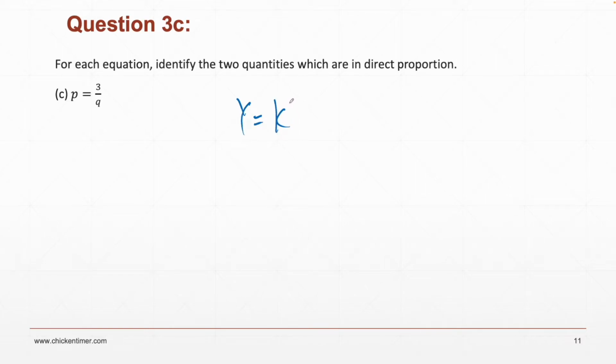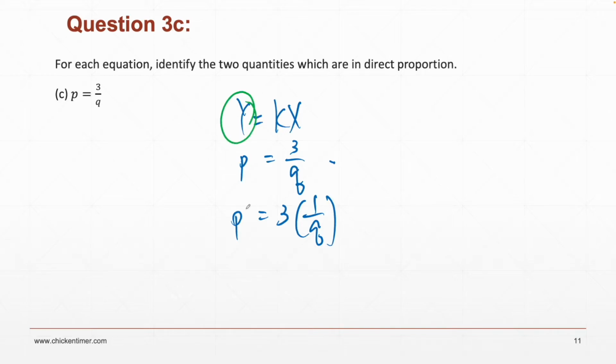It is similar to the one we had before, so it will follow the y equals kx format. So we put the equations side by side. The equation that was given to us is p equals 3 over q, and we can rewrite this as p equals 3 times 1 over q. From then onwards, we have to check which variables correspond to which one.